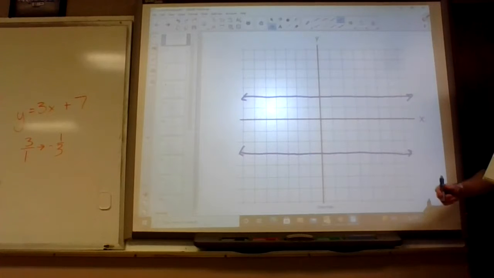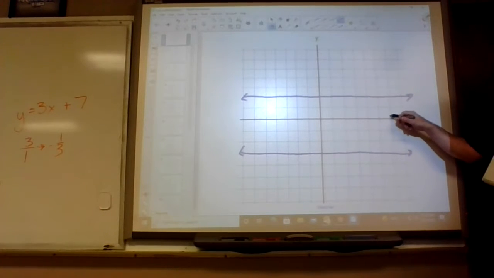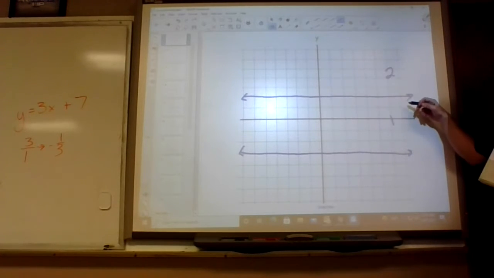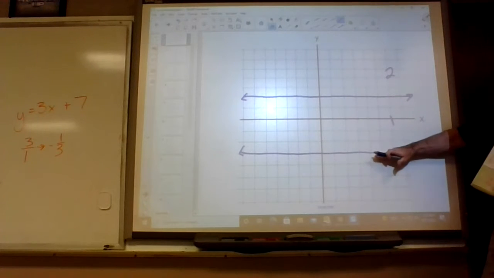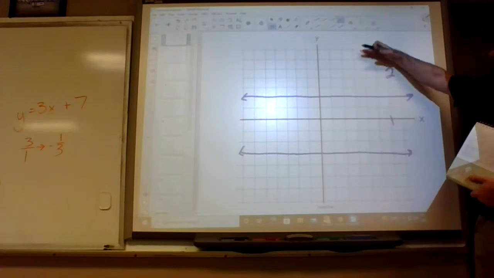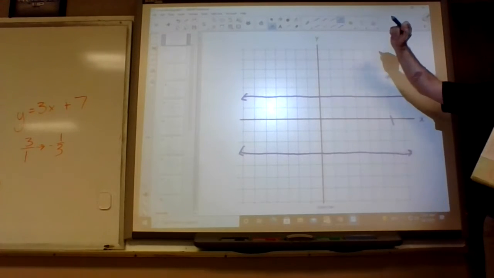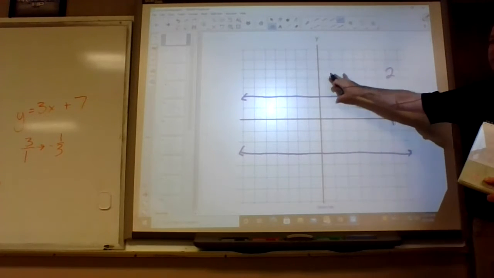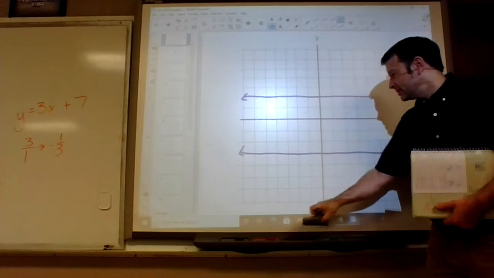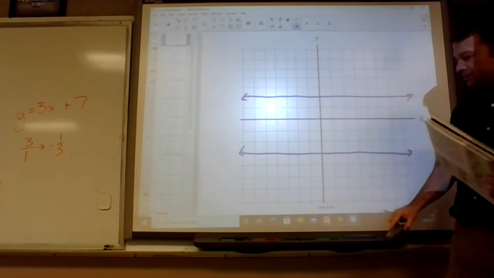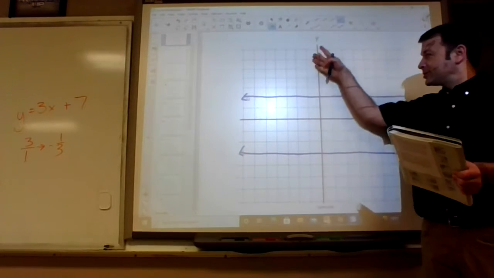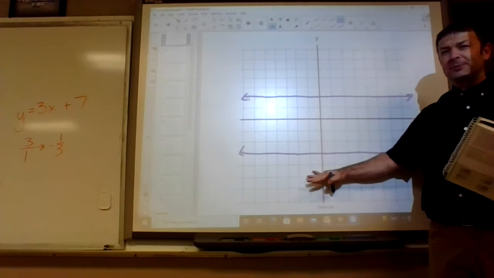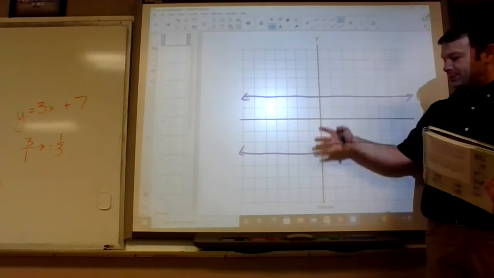If they said graph it above both of them, which of these areas should we shade, everything above this one or just everything above this one? Only everything up here is in both of them. So it could be above this one and below this one. That would be no solution.